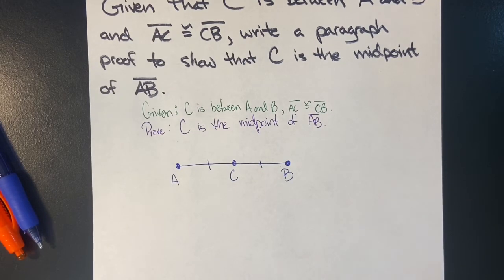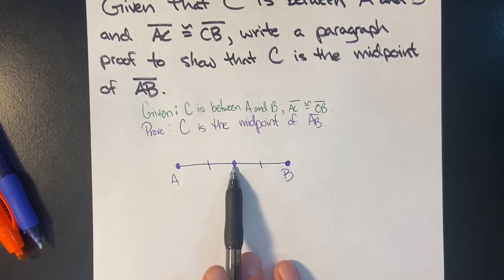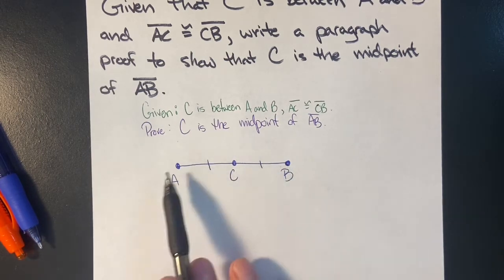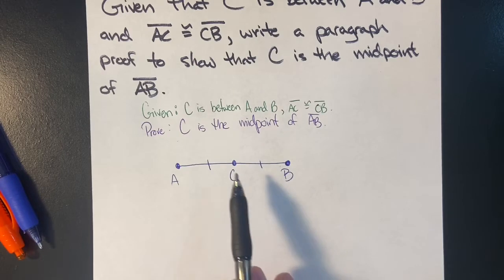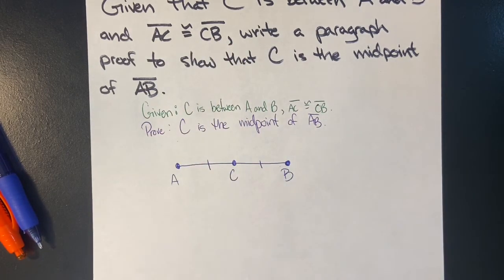So I could say something to the fact that I have to show that C is the midpoint. So I'm kind of going to work backwards. I need to show that C is the midpoint. If C is the midpoint, then I have to show that these two are equal in length. And how can I show that they're equal in length? Well, I can show that they're equal in length because that says so. And then I also need to show that C is in between.